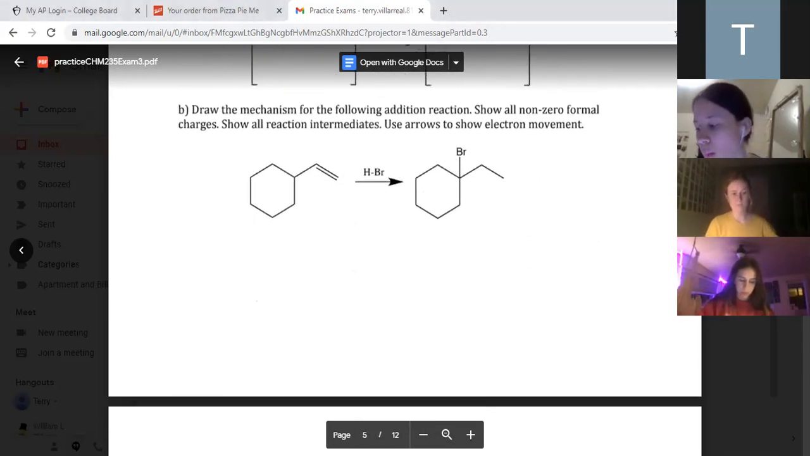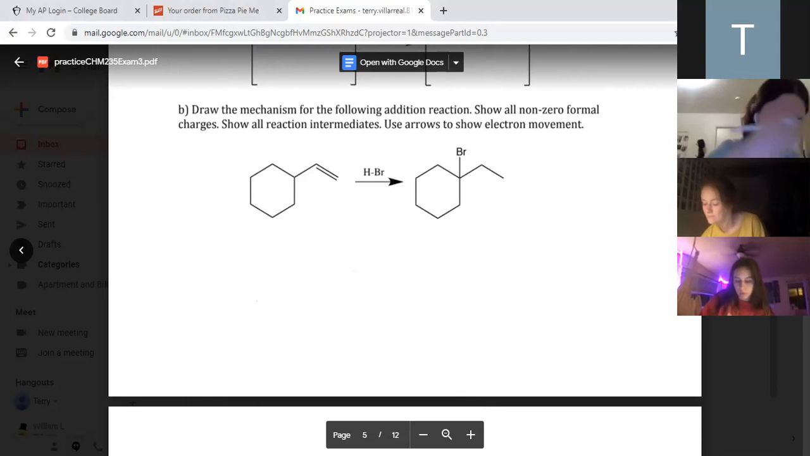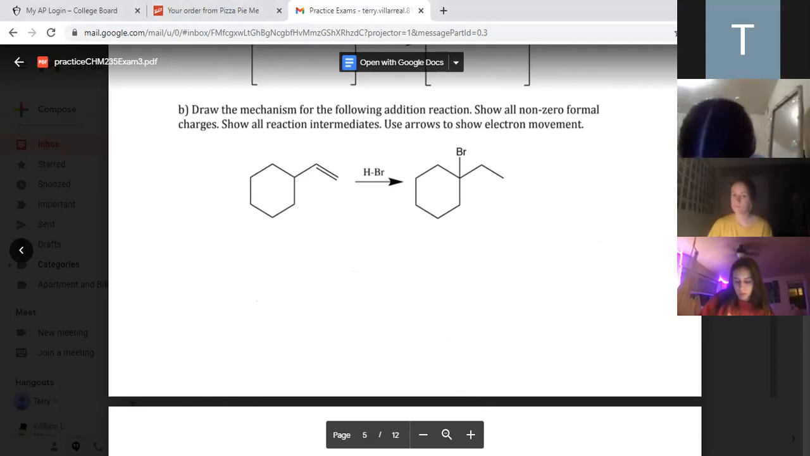Okay, draw the mechanism for the following addition reaction. Show all non-zero formal charges. Show all reaction intermediates. Use arrows to show electron movement. So go ahead and start on this one. I'll give you guys a couple of minutes.